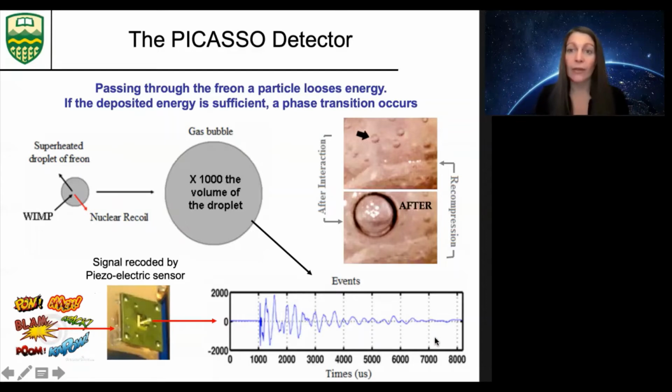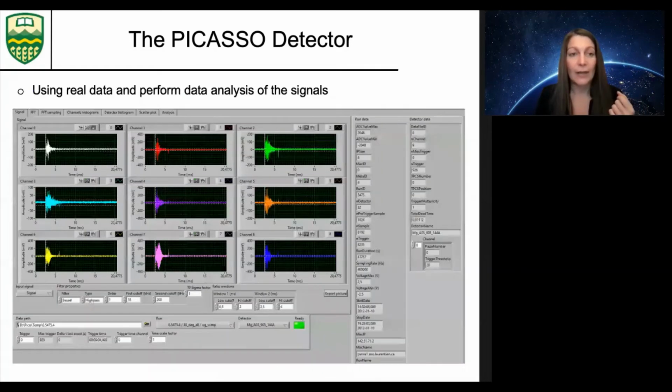So what we have done with Ian is we have collected signals from the Picasso detector where students can analyze the amplitude of the acoustic signal. As an example here, we have real data that students can use for analyzing the data, the signals, and determine which kind of particle has interacted with the detector.